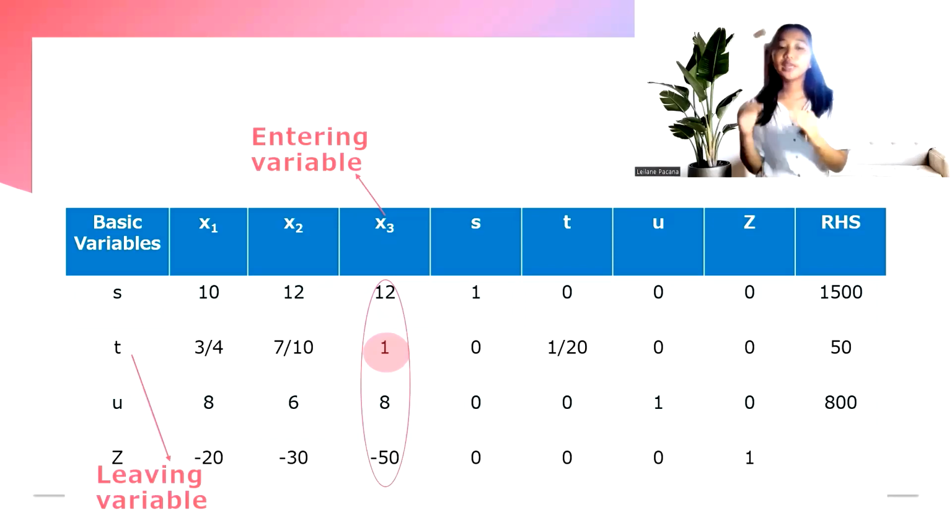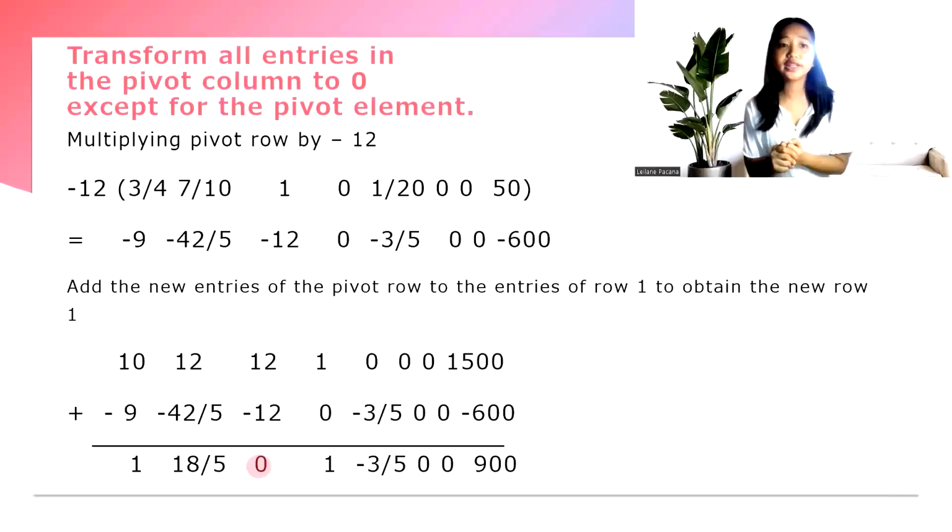And now, we have to make all the entries in the pivot column equal to 0. As you can see, we have 12, 8, and -50. How do we make them equal to 0? So first, for our first row, in order to make 12 equal to 0, we have to add -12 for that. And how do we do that? Of course, we have to multiply the pivot row by -12. First, we'll multiply it.